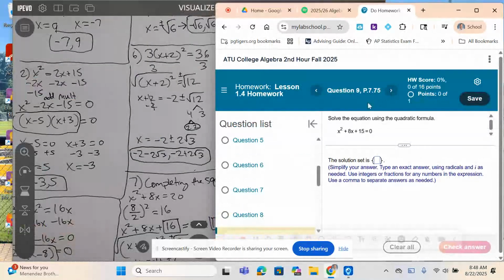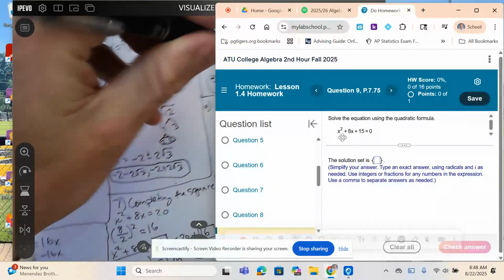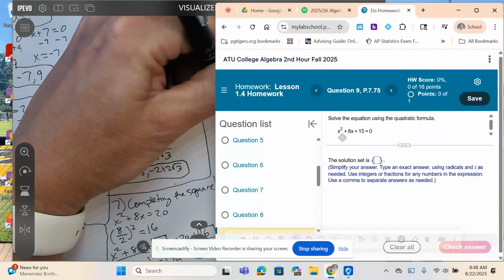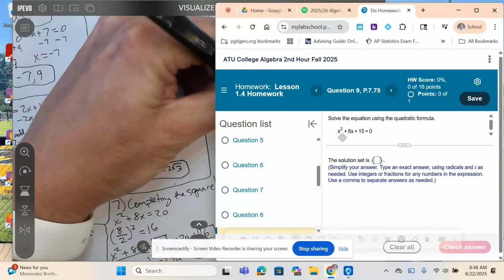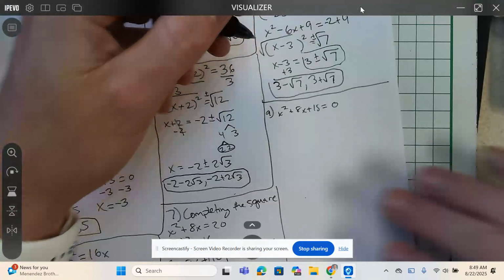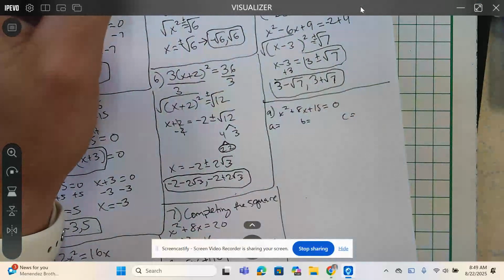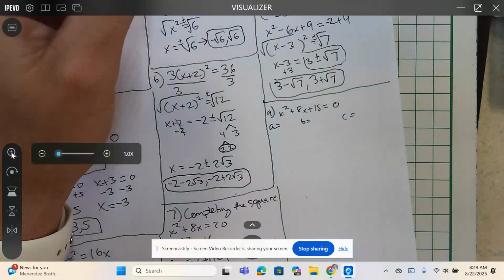All right, question 9, using the quadratic formula. So we've got x squared plus 8x plus 15 equals 0. And we want to solve this using the quadratic formula. First thing we want to do is identify a, b, and c.